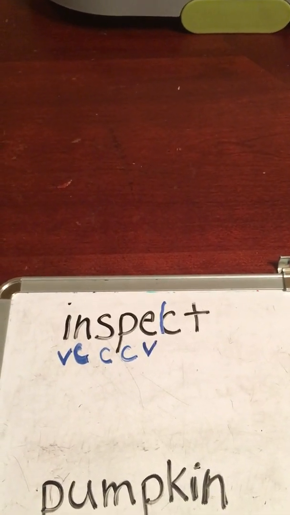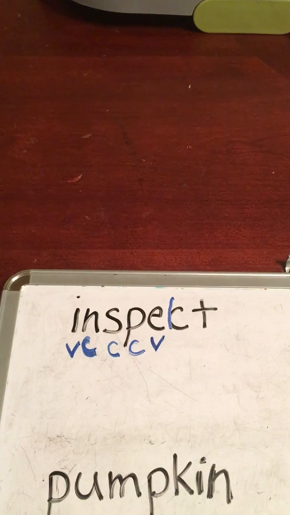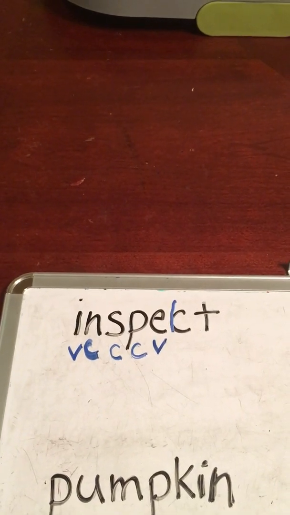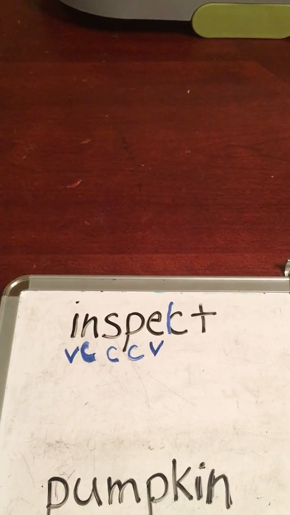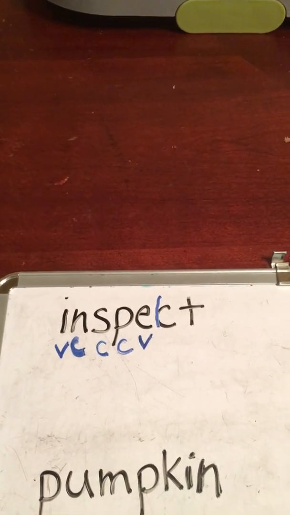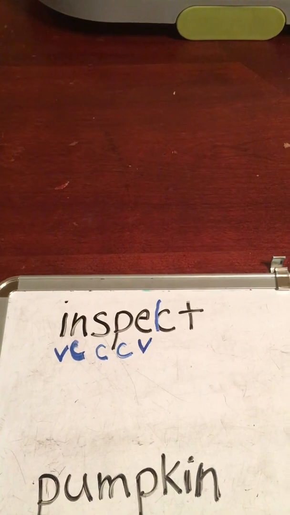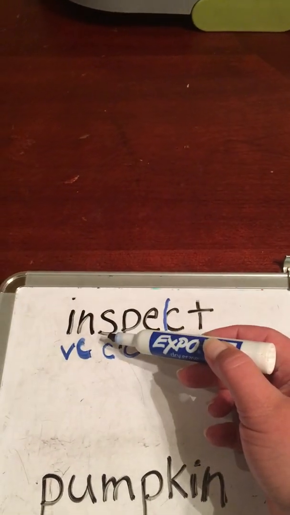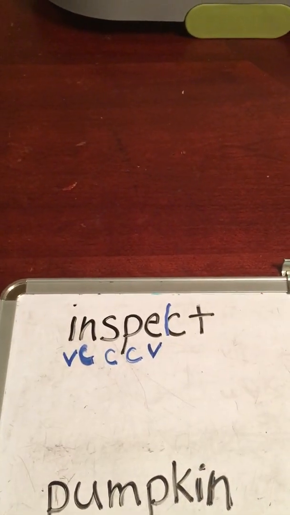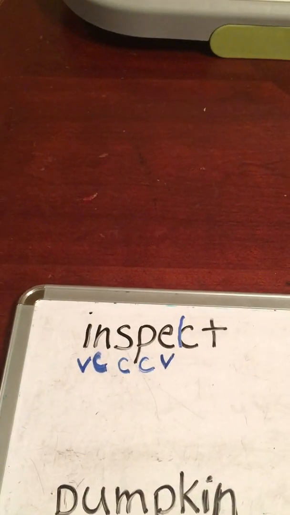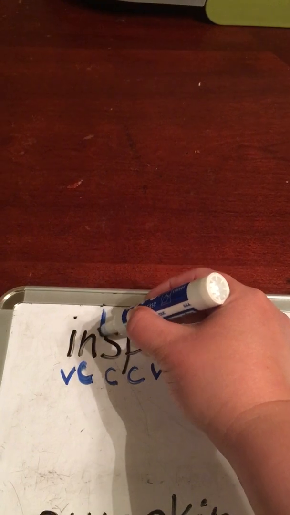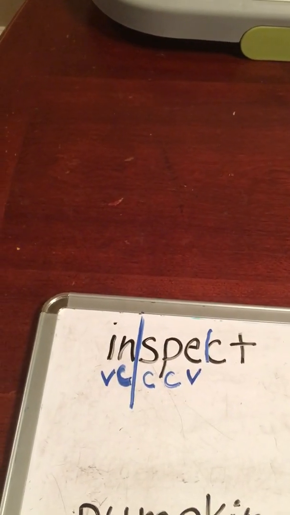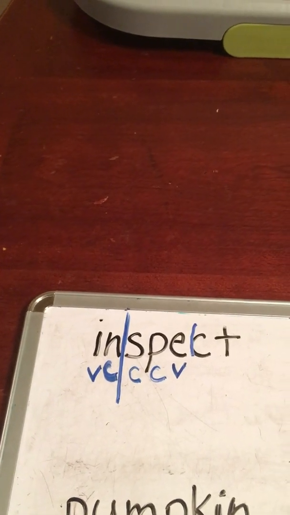So let's look first for any digraphs or blends. Do you see any digraphs or blends? Once we find those, then we'll know to keep the digraphs and blends together in the same syllable. So there's no digraphs, but I do see the blend right here, SP, sp. That's a blend, so we don't want to divide that blend up. So we're going to divide before that blend, right there between those 2 consonants. Perfect. Now we need to decide where to place the accent.